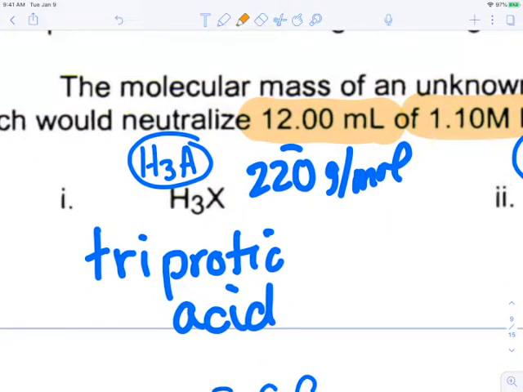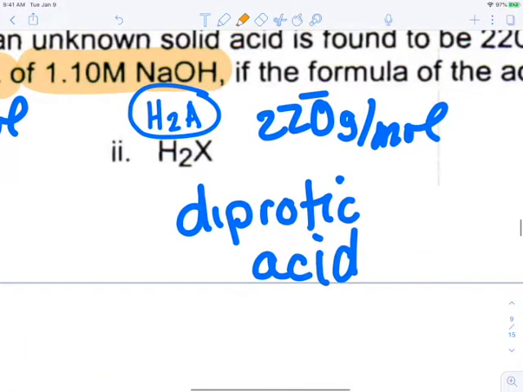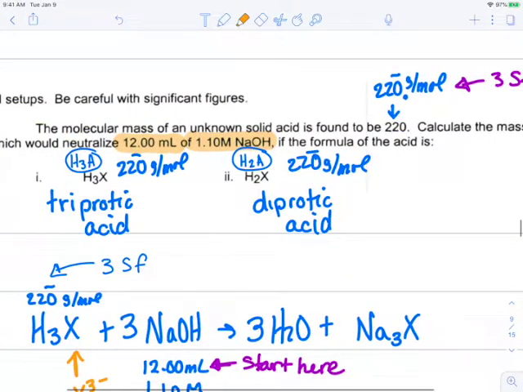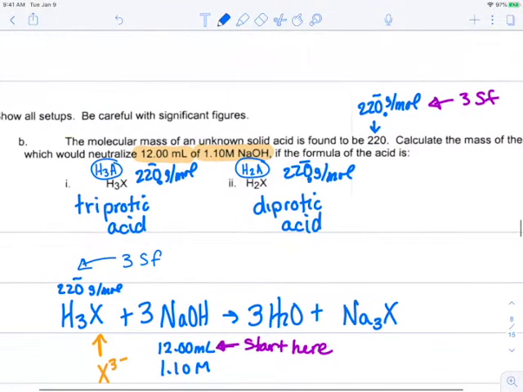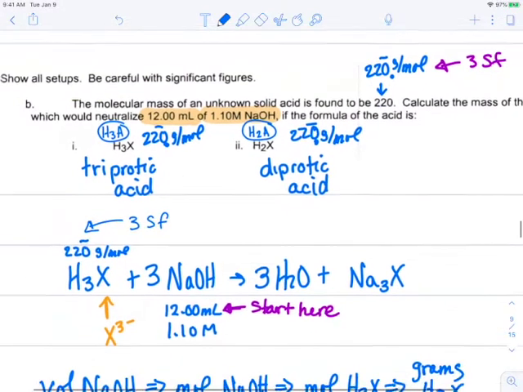So H3X, you could think of it also as H3A, that is a triprotic acid. And then you have H2X, which you can also think of as H2A. That is a diprotic acid. They both have the same molar mass, that 220, and I'm going to put in that decimal point. So it is 3 sig figs. And I've done the first one, or at least I've set up the first one for you.